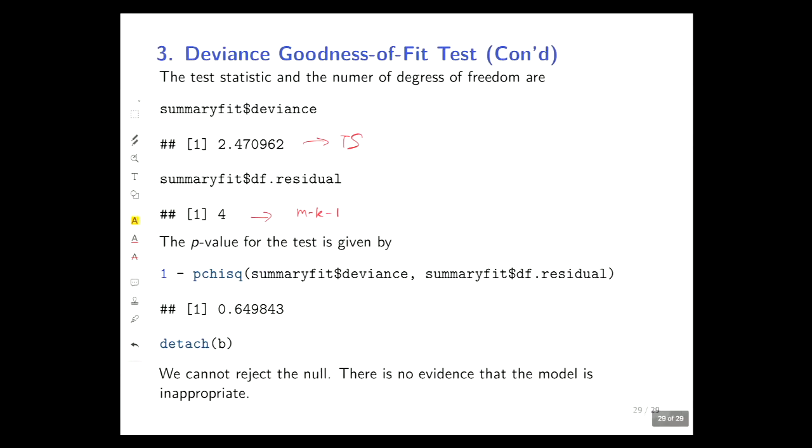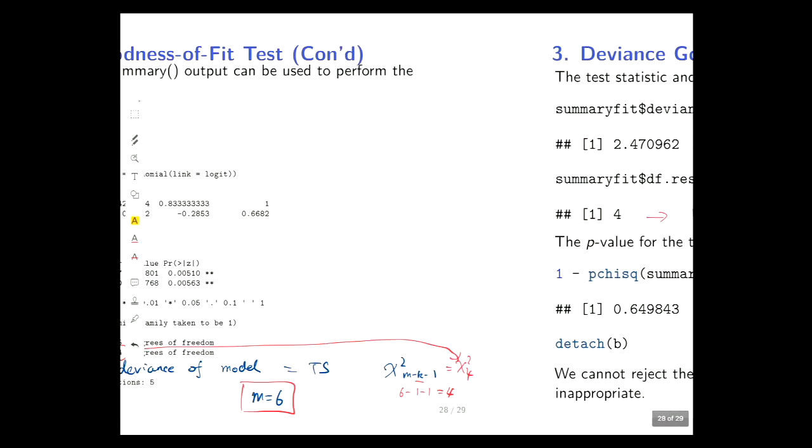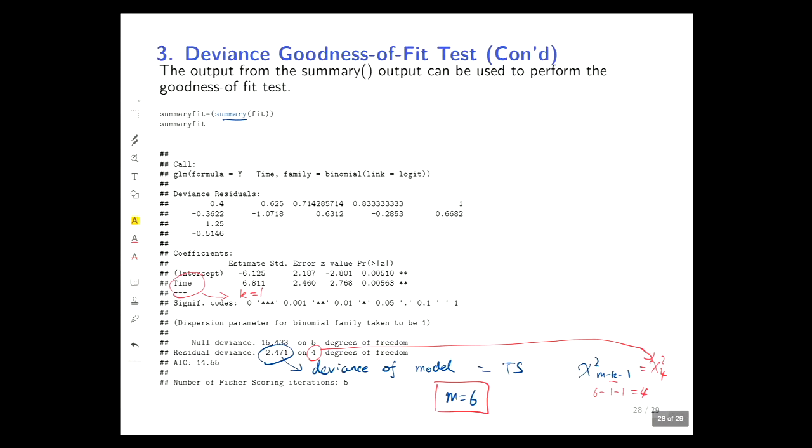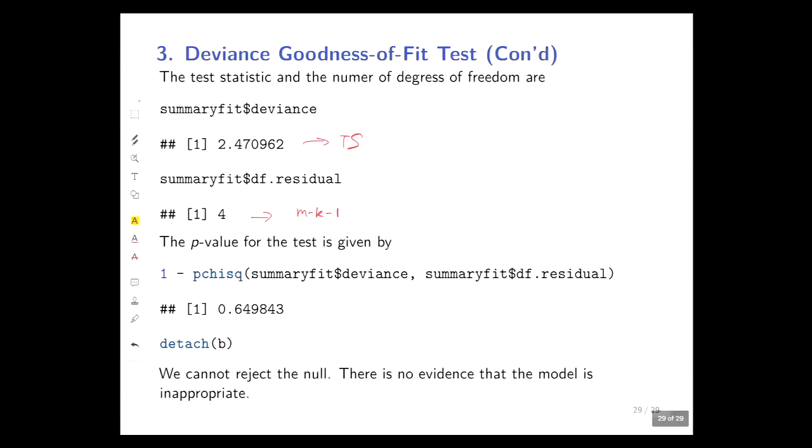What you need to do here is look at this table and obtain the test statistic and the number of degrees of freedom, or you can use the dollar sign of the summary output to obtain the deviance and also the number of degrees of freedom. And the next thing is just to compute the p-value.